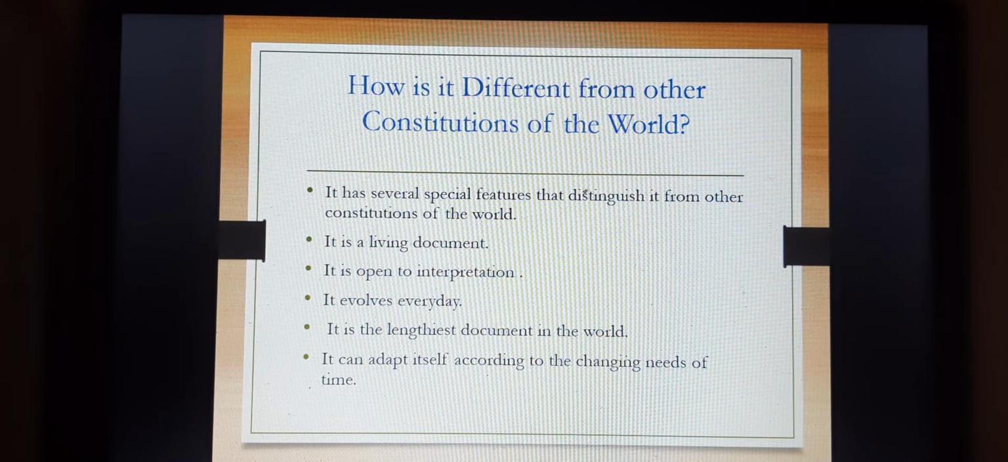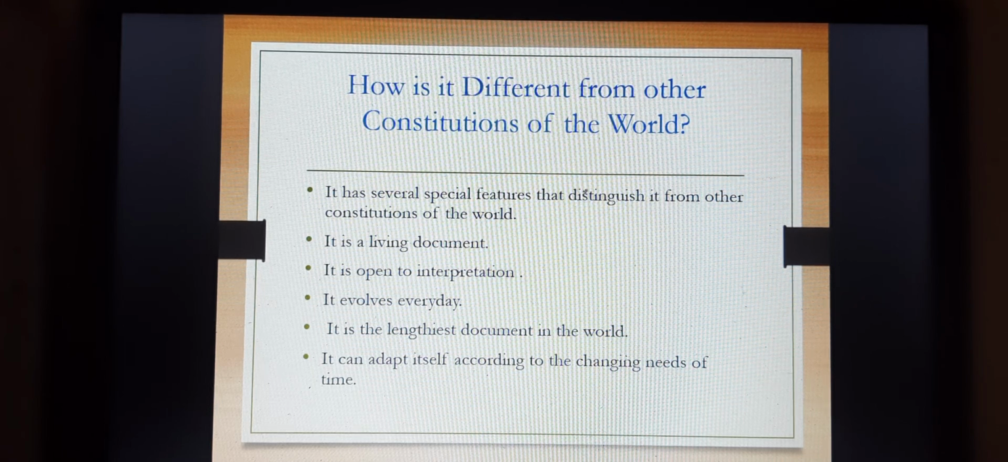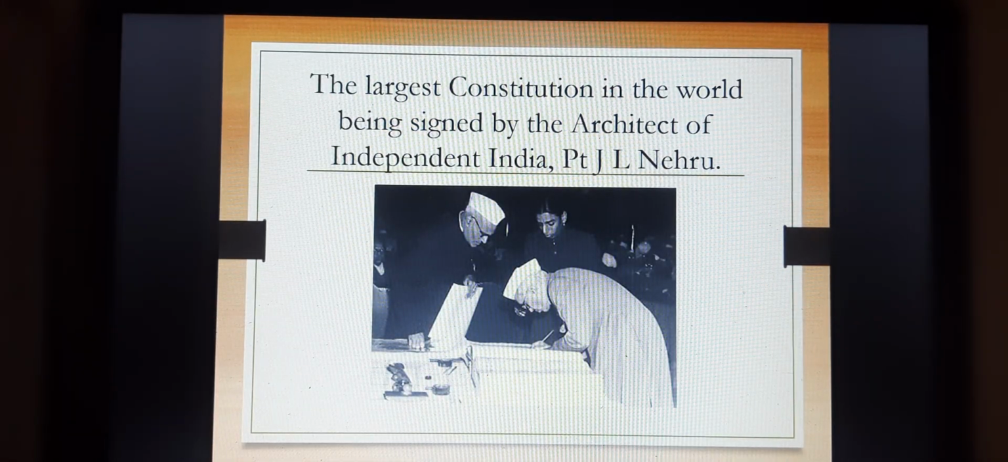It is the lengthiest document in the world. So the Indian constitution is the lengthiest. It has the maximum number of rules and regulations. It can adapt itself according to the changing needs of time. So in the Indian constitution, we can make changes, and according to the needs of the people, this constitution is changing from time to time. The largest constitution in the world, you can see here, being signed by the architect of independent India, Pandit Jawaharlal Nehru. So Jawaharlal Nehru was there.